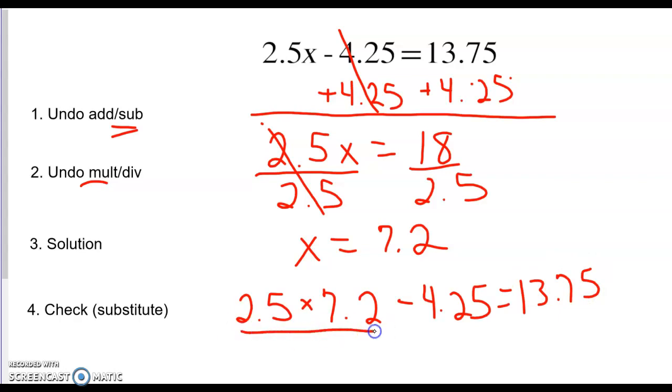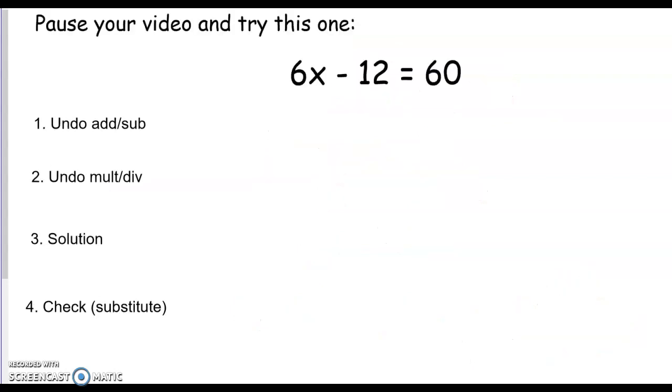I have to use order of operations. So 2.5 times 7.2 gives me 18. And then 18 minus 4.25 does give me 13.75. So I checked that one. It looks to be okay. All right? Okay. Let's see how you guys do. Pause your video and try this one on your paper. Follow the steps I gave you on the left side of the screen, and then come back and check your solution.